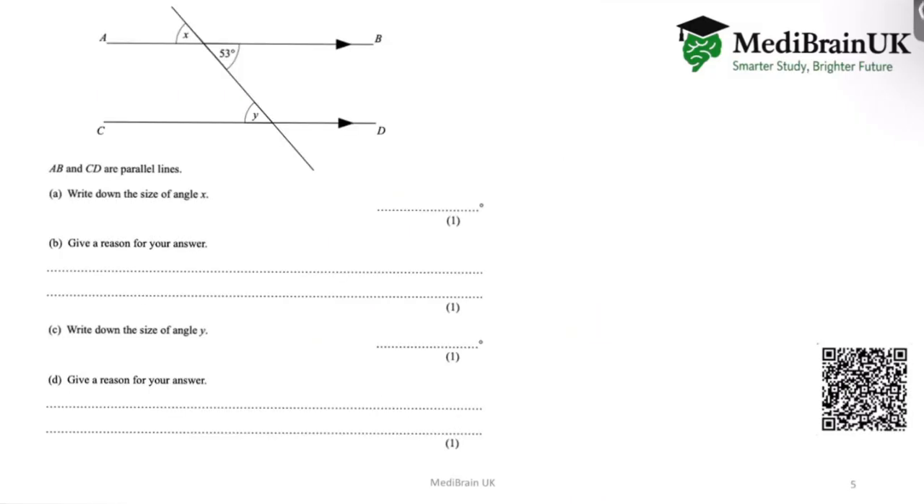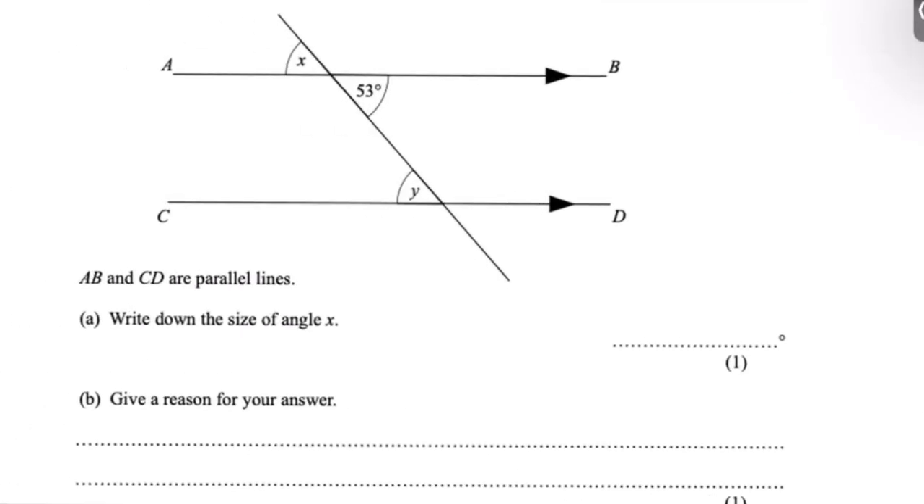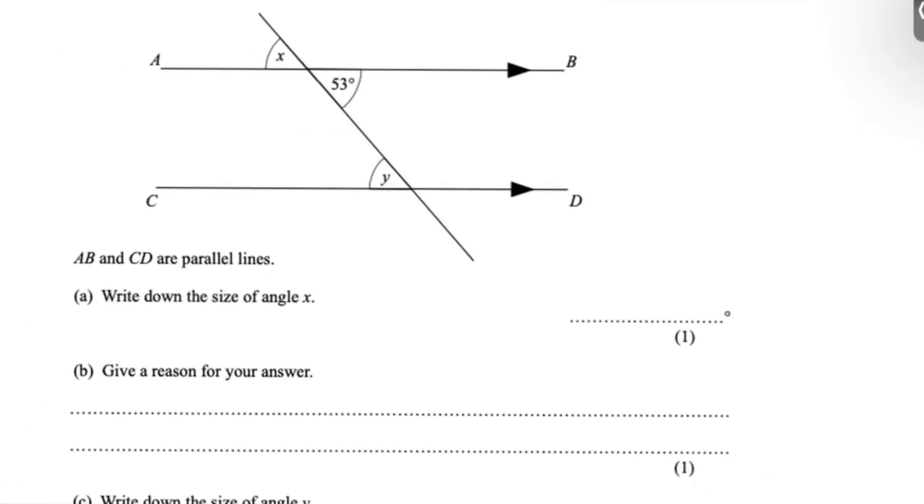It says over here, this is sort of what you can expect in an exam question. So it says AB and CD are parallel lines. As you can see, AB and CD are literally running horizontal to each other. They are parallel lines. You can see that by the arrow that they have used to show as well. That means parallel lines. It says write down the size of angle X. Now, if it says write down the size of angle X, where is angle X? This is angle X.